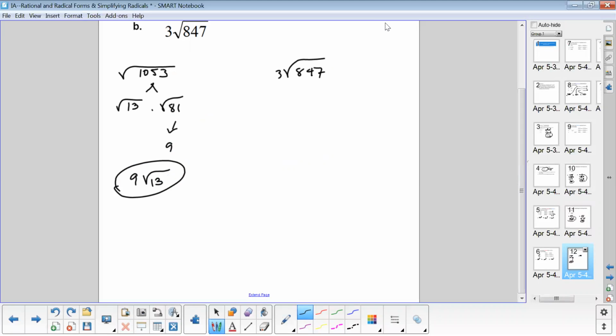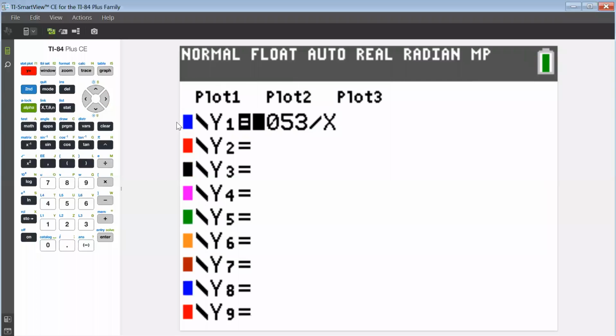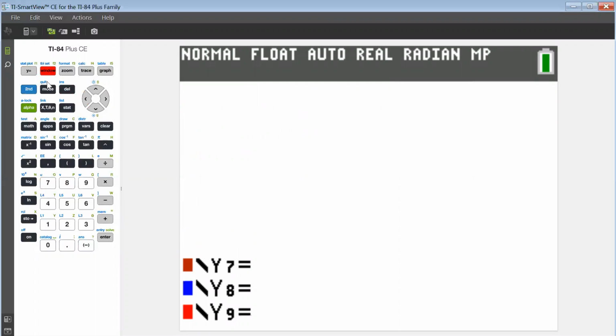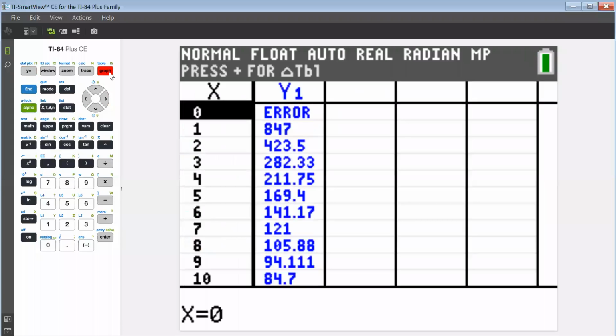So the next one will be 847. Type 847 divided by x, and I'm going to make my table set at 0, second graph, and 847. So I'm looking for a perfect square factor, and there it is, 7 and 121. 121 is 11 squared, and 7 is prime.